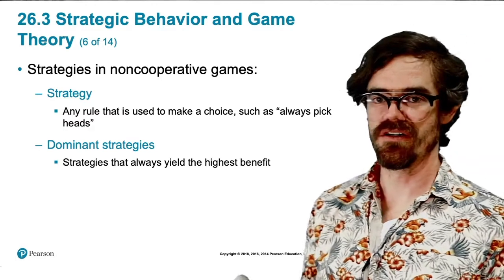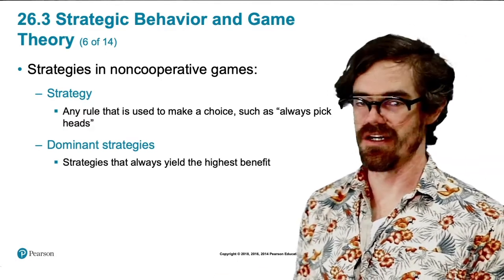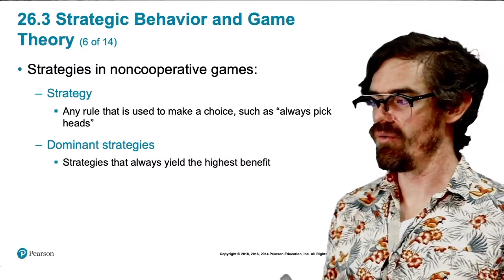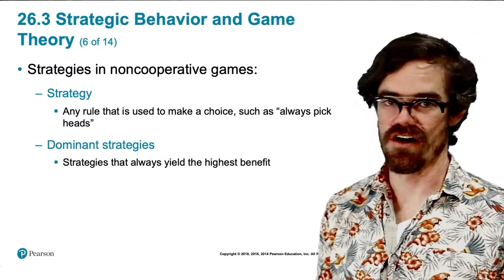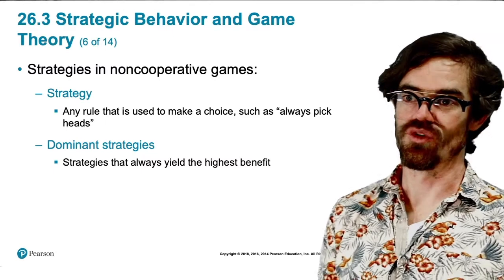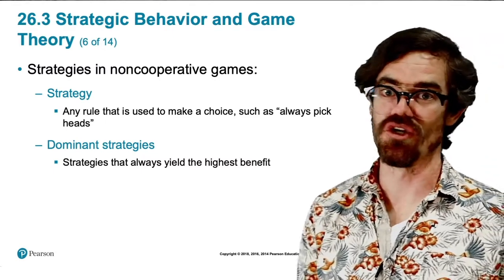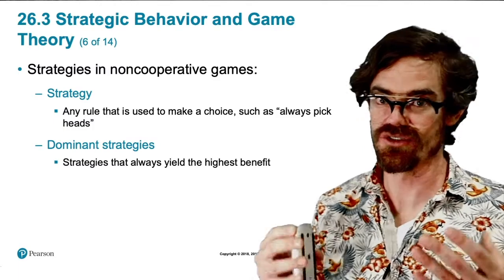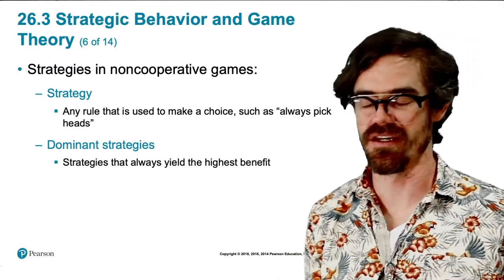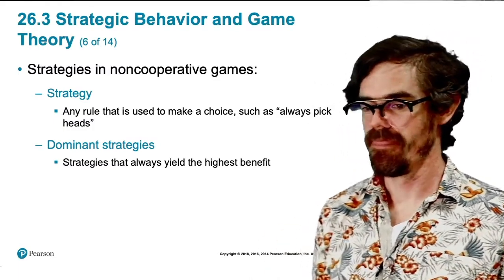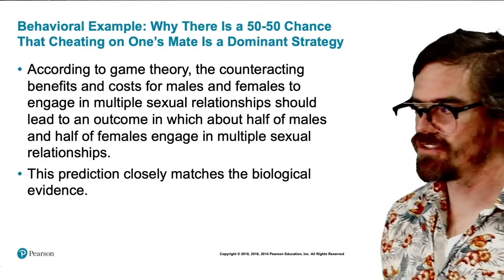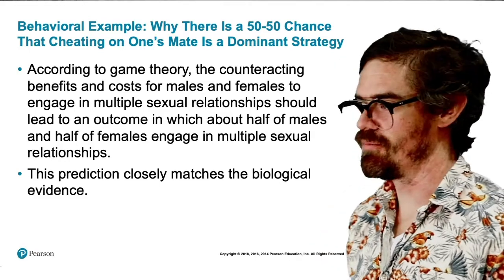And then there's something called a dominant strategy. A dominant strategy is a strategy that always yields the best payoff or the best benefit. So regardless of what happens, you should always pick it. Okay, so that's what a dominant strategy is. It's basically the strategy you always want to pick. So we'll see these in a second. All right, but first let's look at a behavioral example.